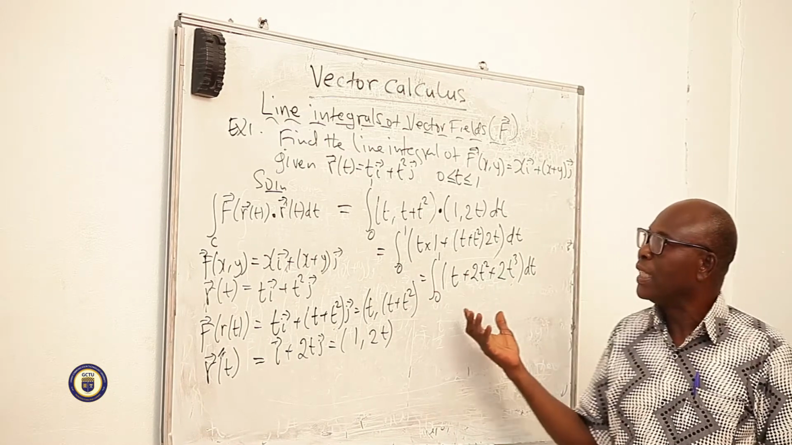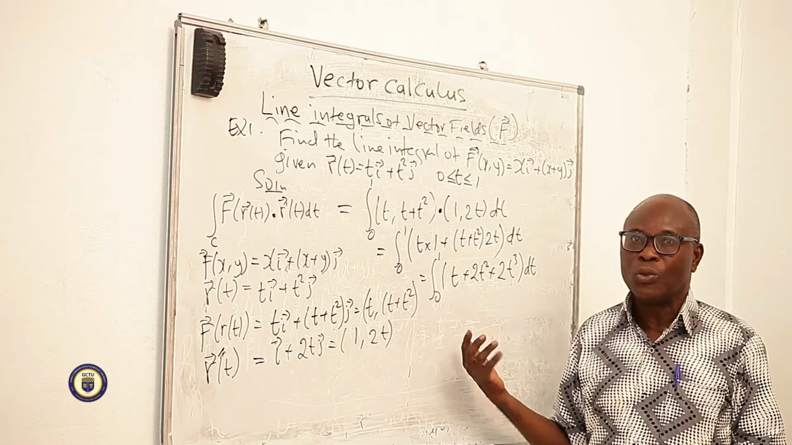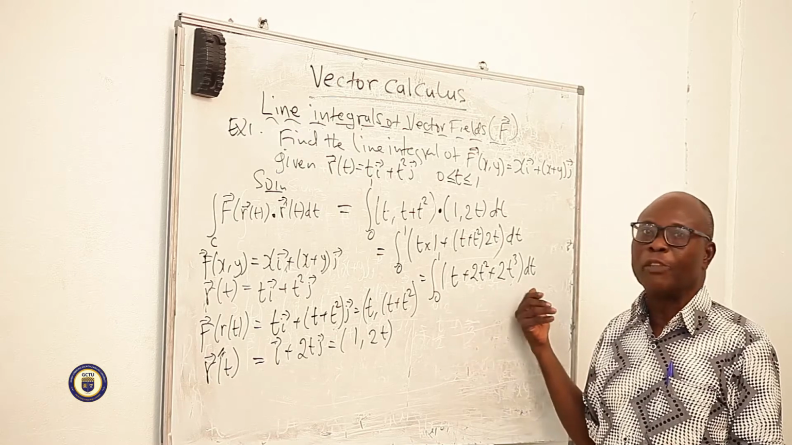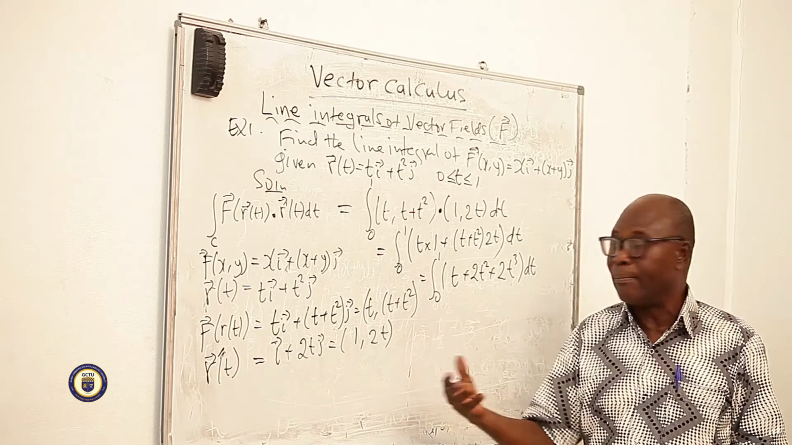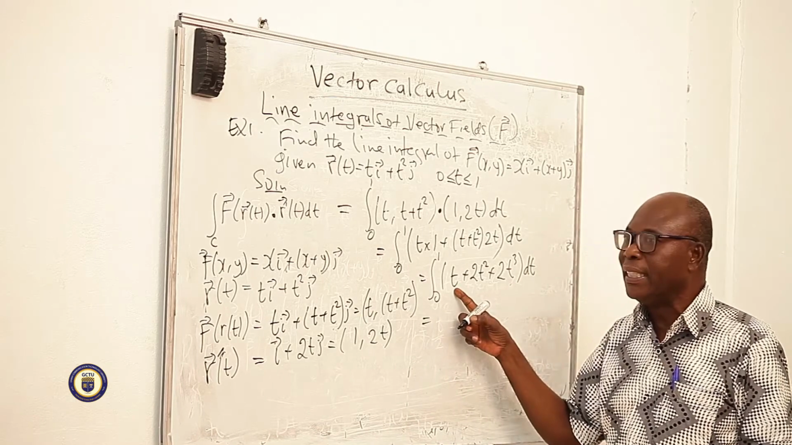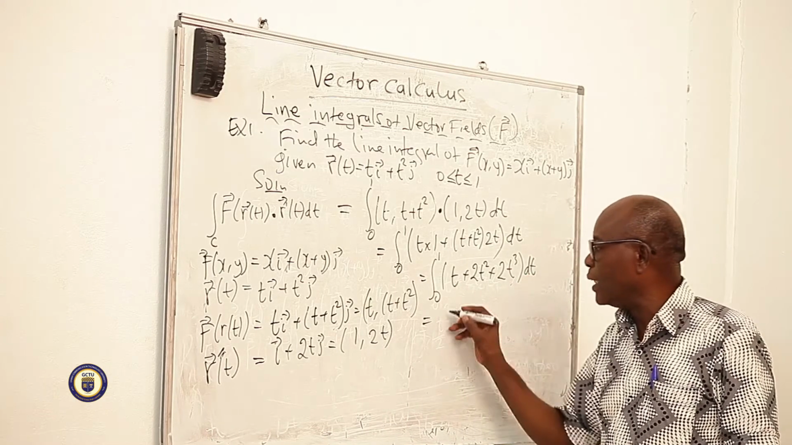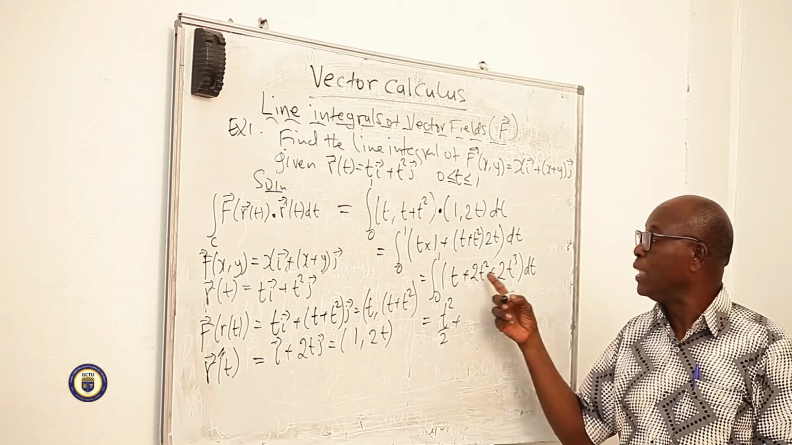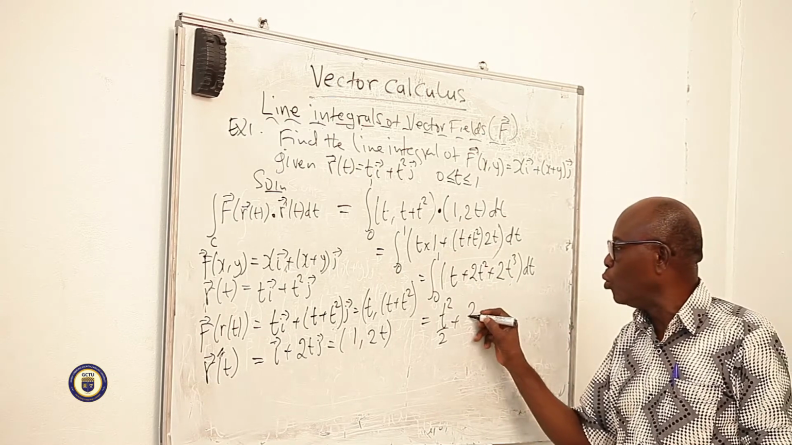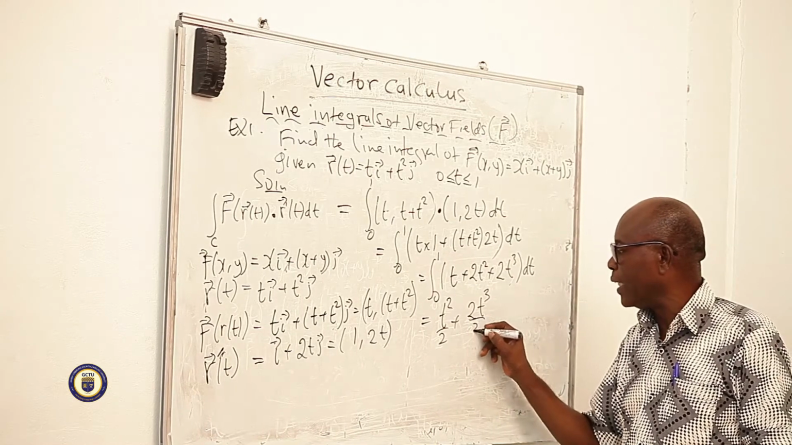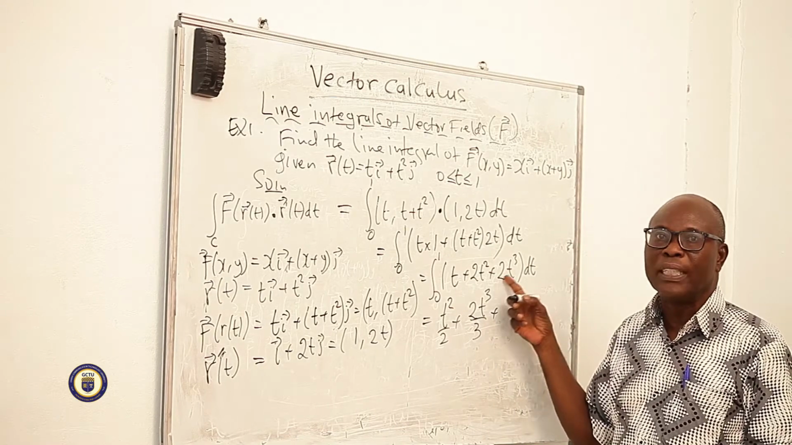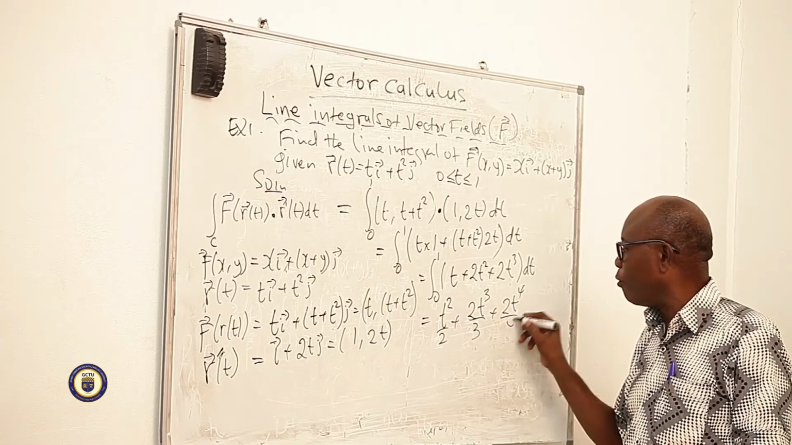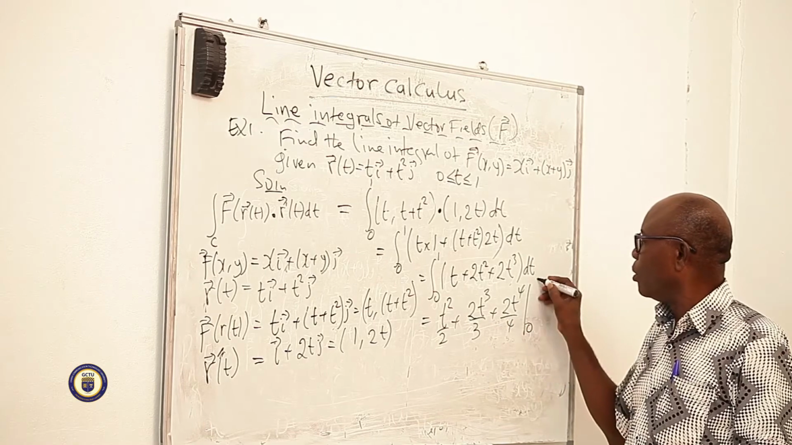So we've put the line integral in the parameter t. In this case, we're going to integrate the integrand with respect to t, so we do it term by term. If you integrate t with respect to t, you get t squared over 2, plus the next step: if you integrate 2t squared with respect to t, you get 2t cubed over 3, plus, if you integrate 2t cubed with respect to t, you get 2t raised to the power 4 over 4. And the limit is from 0 to 1.